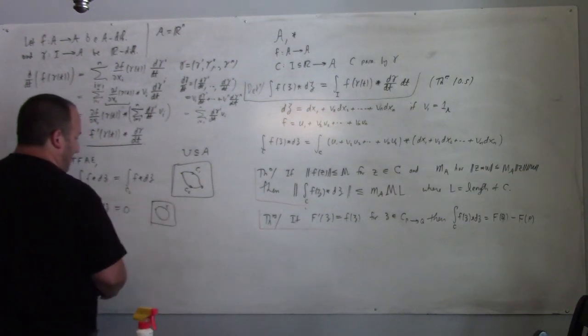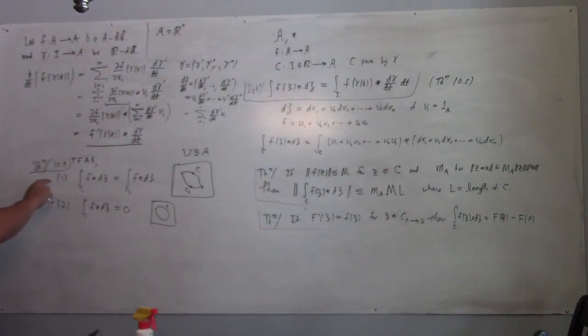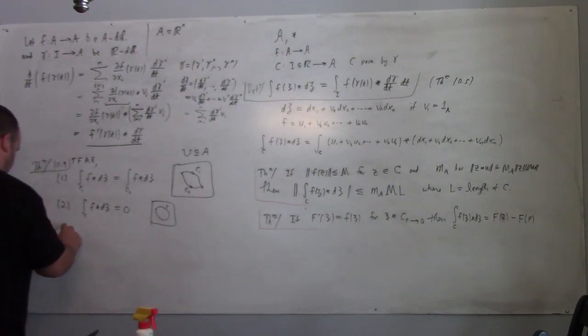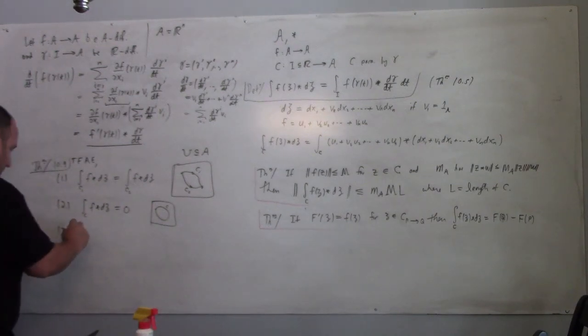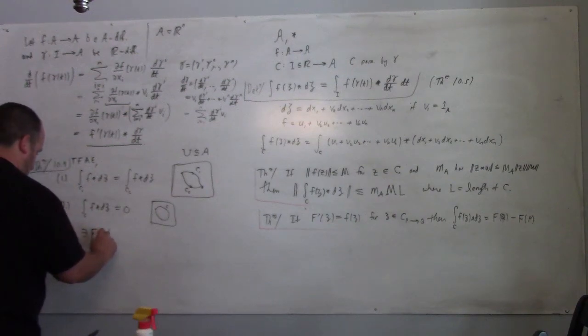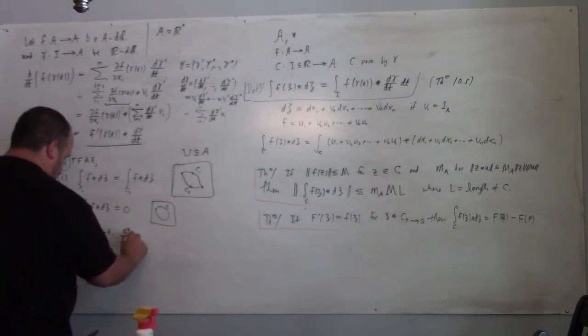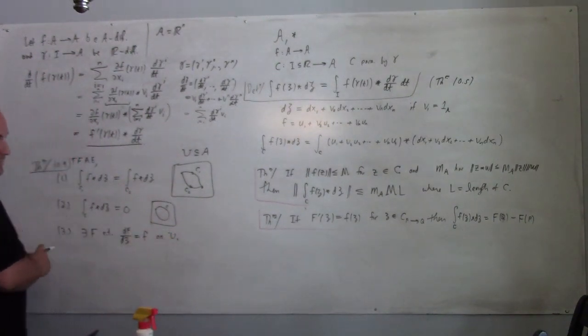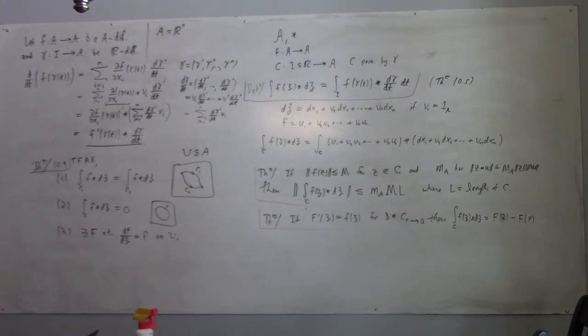a loop, for all pairs of paths with the same terminal points, and this is for all loops in U, all right? And then three is that there exists F such that dF d zeta equals f on U. So there exists an antiderivative on the totality of the universe of discourse there. And the proofs that are given in Calculus 3 still work here.